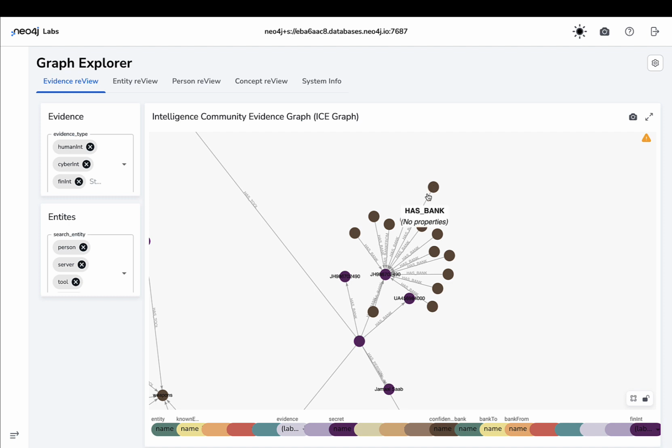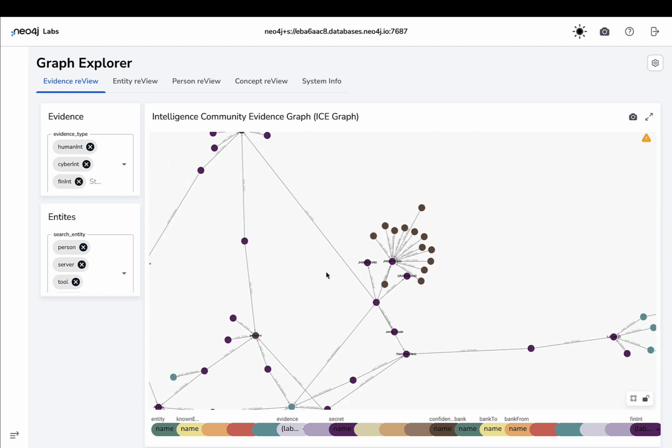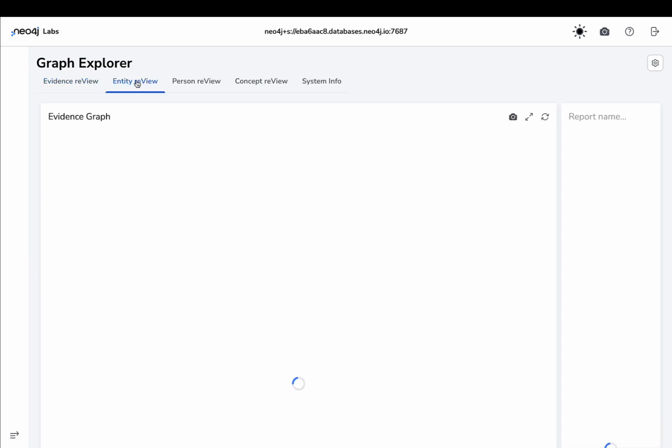But the neat thing is the reasoner can actually do this as well. It's an AI following the graph and moving through it and looking for connections between things. So this is what entity review or evidence review does. It's really how we want to look at the evidence as a graph. A simpler way might just be entity review.